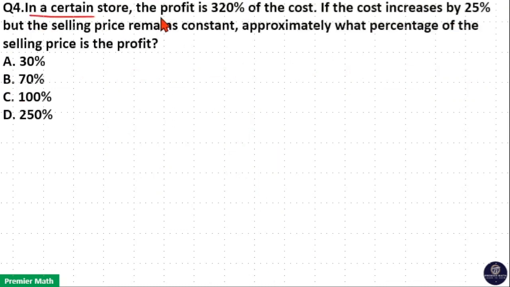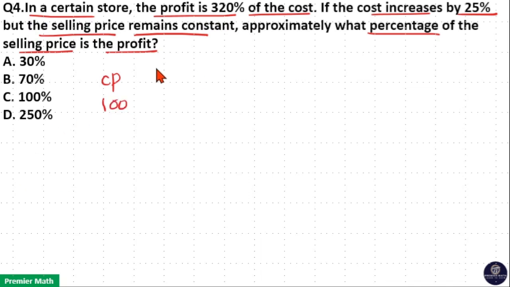In a certain store, the profit is 320% of the cost. If the cost increases by 25%, but the selling price remains constant, approximately what percentage of selling price is the profit? Consider cost price as 100 rupees. Then profit is equal to 320% of the cost. 320% of 100 is equal to 320 itself. Now selling price is equal to cost price plus profit, which is equal to 420 rupees.